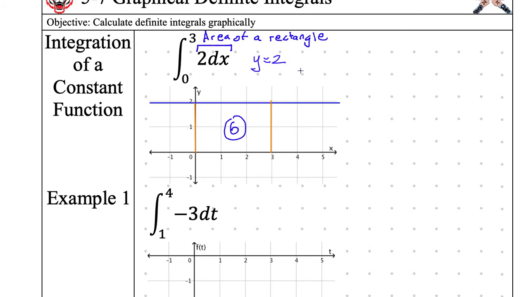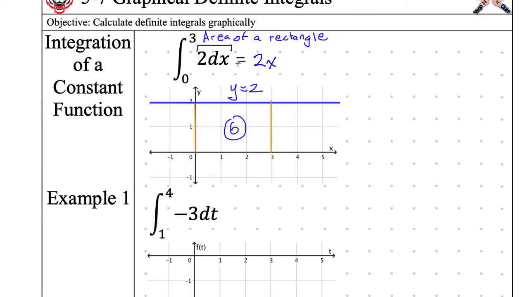If I did this analytically, I'm going to move this y equals 2 to the graph. I know you don't have that technology, but I do. If I did this analytically, I'd say, okay, the antiderivative of 2dx is... What is the antiderivative of 2? It's 2x, because if I take the derivative of 2x, it turns it back into 2, right?